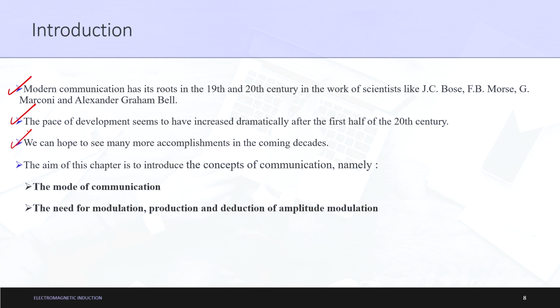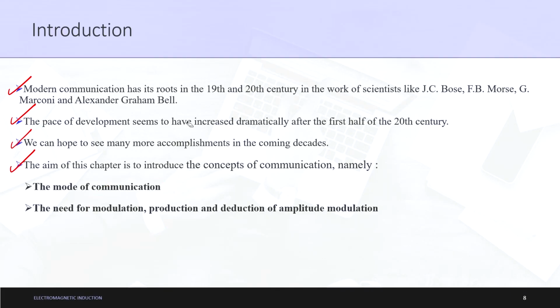The aim of this chapter, so now please look carefully at what we will extract from this chapter, is to introduce the concepts of communication, namely the modes of communication. There are various modes of communication: ground wave, space wave, then sky wave. We will understand every concept in quite detail. So, the mode of communication is this. Next is the need for modulation. What is this word modulation? I will explain it clearly when the time comes.